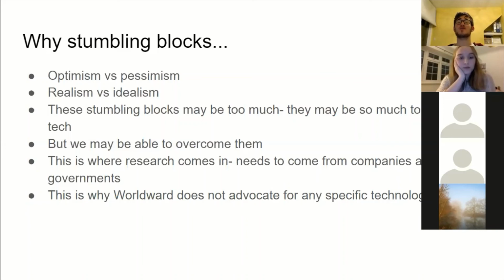And this is one of the reasons why Worldwood does not advocate for any specific technology, because we don't know which of the problems will be workarounds yet. We can say whether we personally believe technologies will work or not.